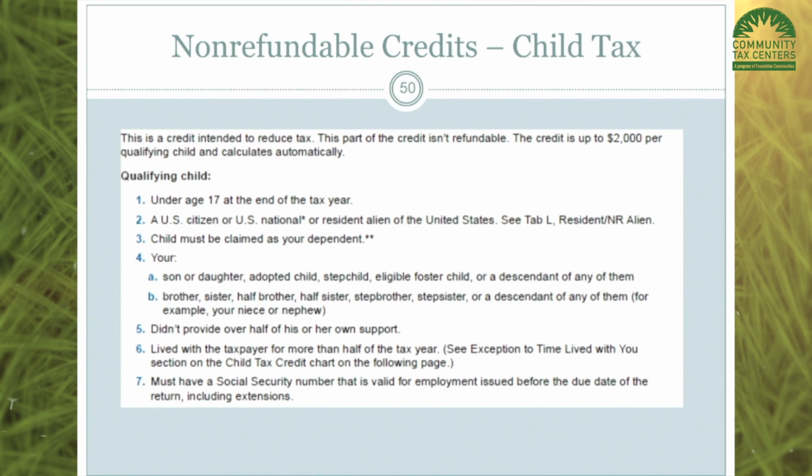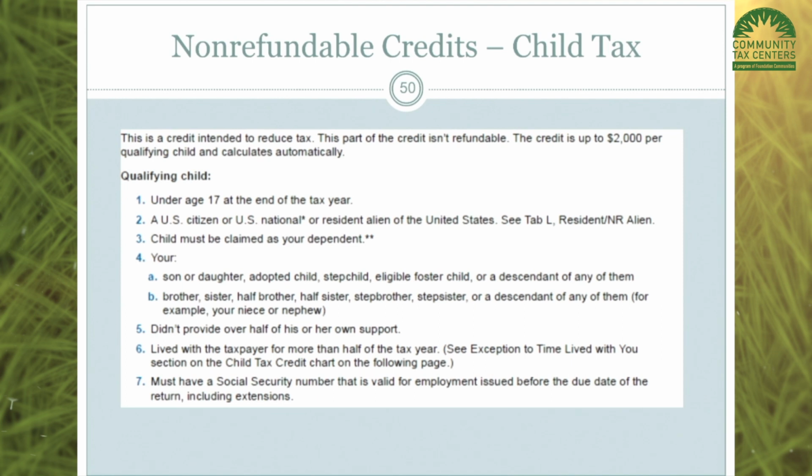The non-custodial gets the child tax credit. The custodial, if they qualify, gets head of household and earned income credit. So the child must be claimed as your dependent. They have to be listed on the tax return to get the child tax credit. This is your son, daughter, adopted child, stepchild, foster child, or descendant. So it could be a grandchild, a sibling, half-sibling, step-sibling, niece or nephew. They did not provide over half of their own support.